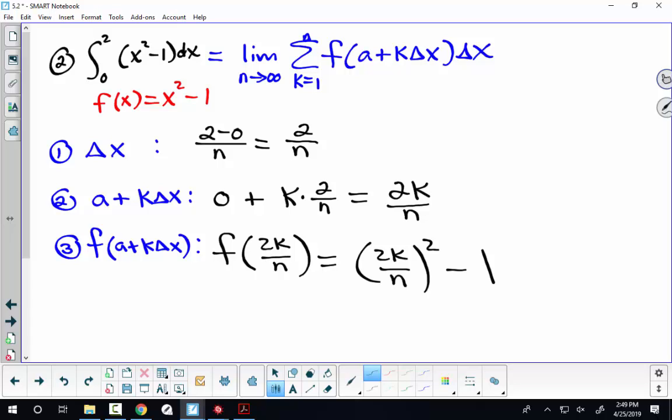So remember, the f of a plus k delta x, whatever expression you end up with, has to stay in front of the summation. There's a tendency for people to say, well, part of this, the minus 1, doesn't involve a k, so I don't have to sum that up. But that's entirely incorrect. Whatever results as f of a plus k delta x, you have to sum all of that up, even if there's constants in there that don't involve k. That f of a plus k delta x has to stay in front of the sigma.